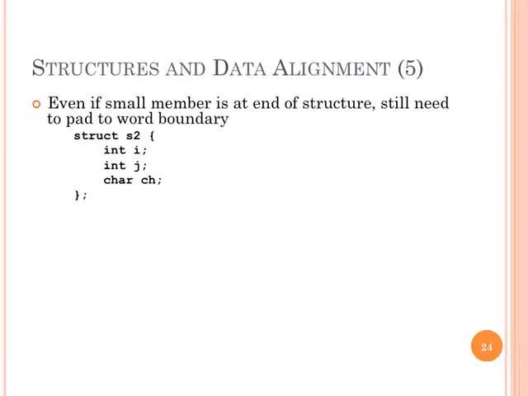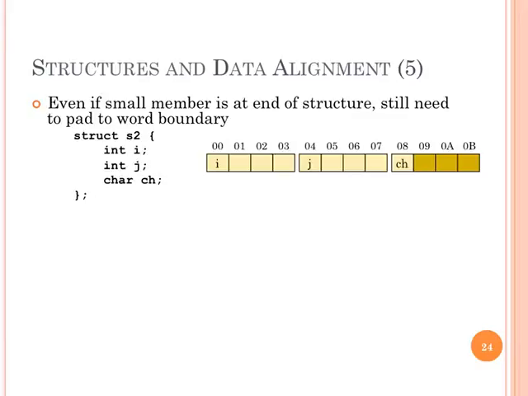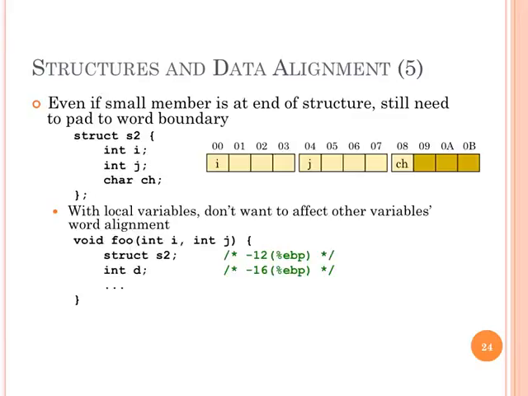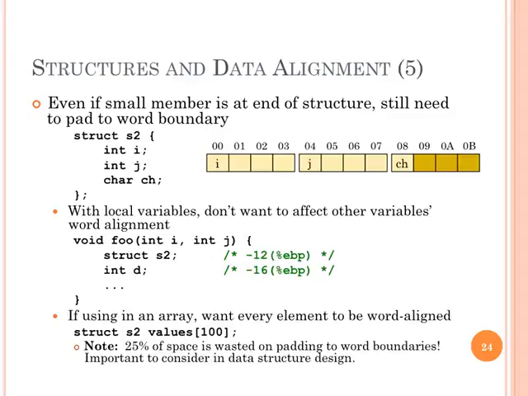Let's see, yeah, so even if the small member is at the end, it'll still pad it because the compiler's thinking about other stuff besides just that struct. So if you have a situation, for example, where you have other local variables or you have an array of these things, it's going to still go ahead and do some adjustment for that kind of thing.